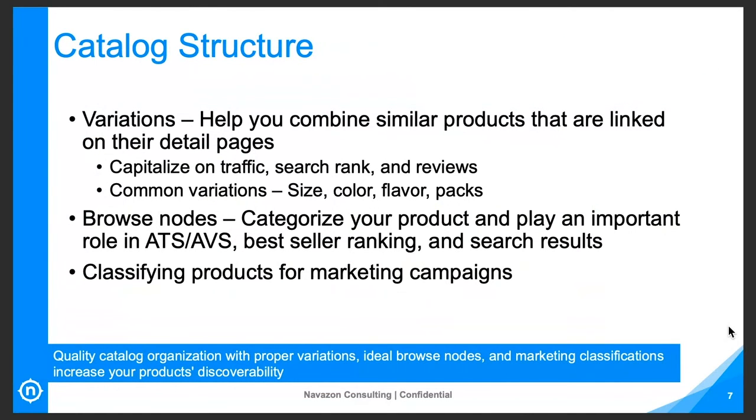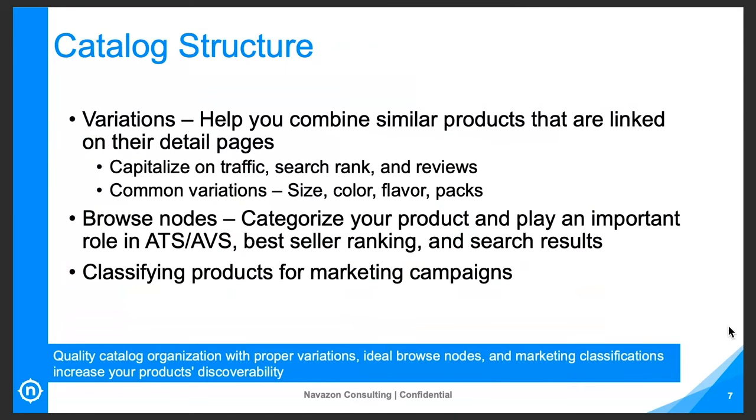So catalog structure is another thing to be thinking about as you go into 2021. The first thing on that being variations. So with Amazon, you can create variations, and that helps you to combine similar products and link them together, which allows you to capitalize on traffic, search rank, and reviews. And then it just creates a better customer experience.